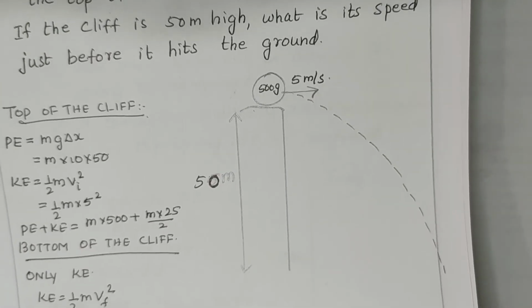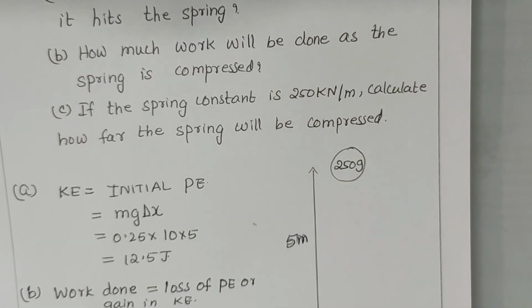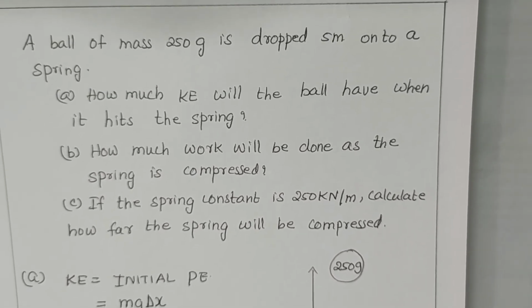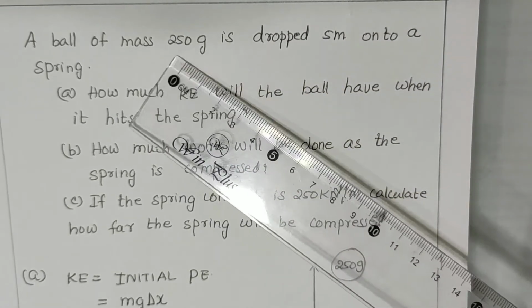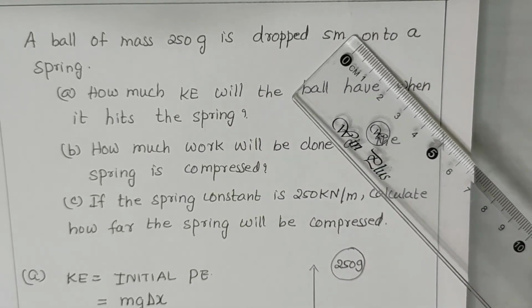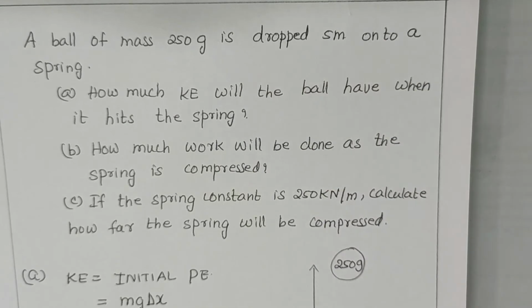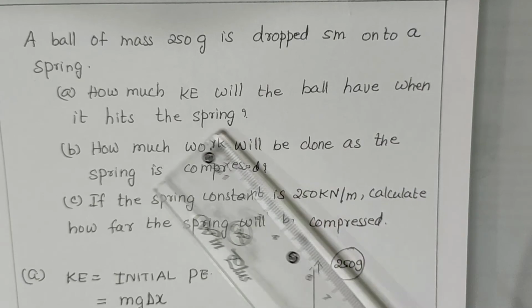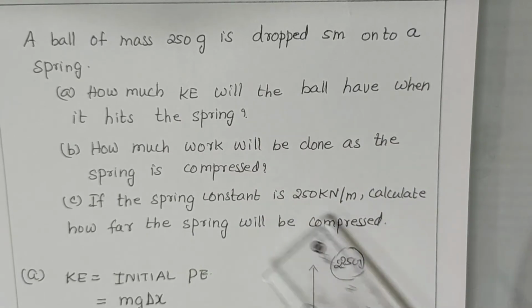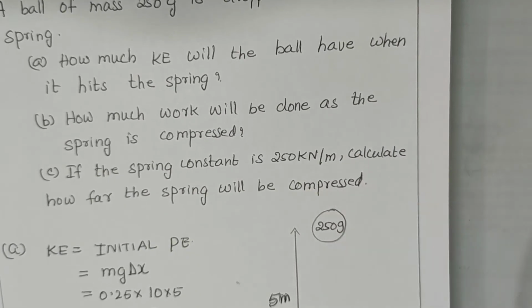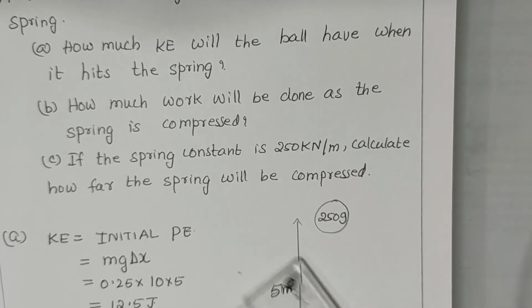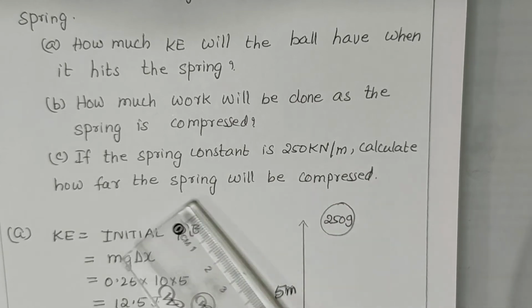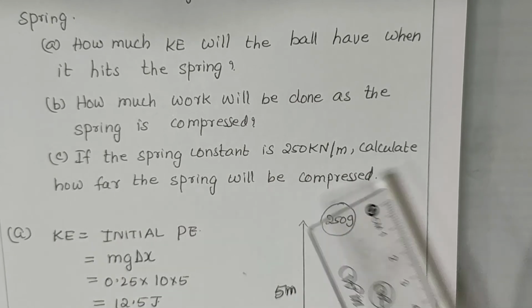Moving on to the next problem related to conservation of energy. A ball of mass 250 gram is dropped 5 meters onto a spring. How much kinetic energy will the ball have when it hits the spring? How much work will be done as the spring is compressed? If the spring constant is 250 kilonewton per meter, calculate how far the spring will be compressed.